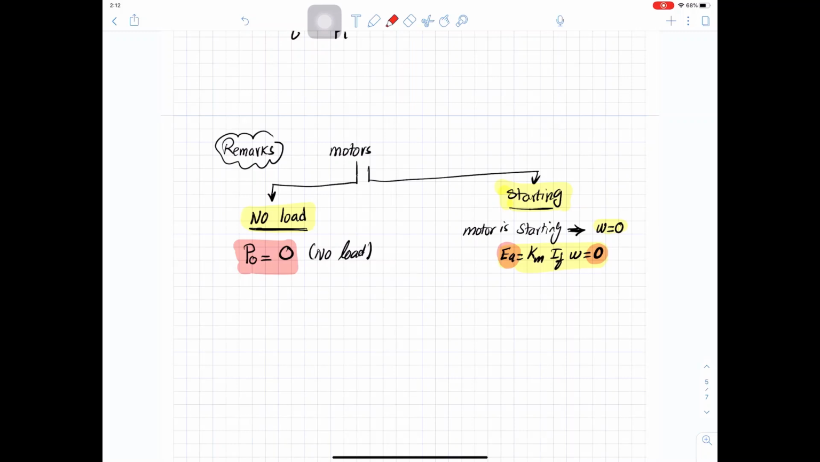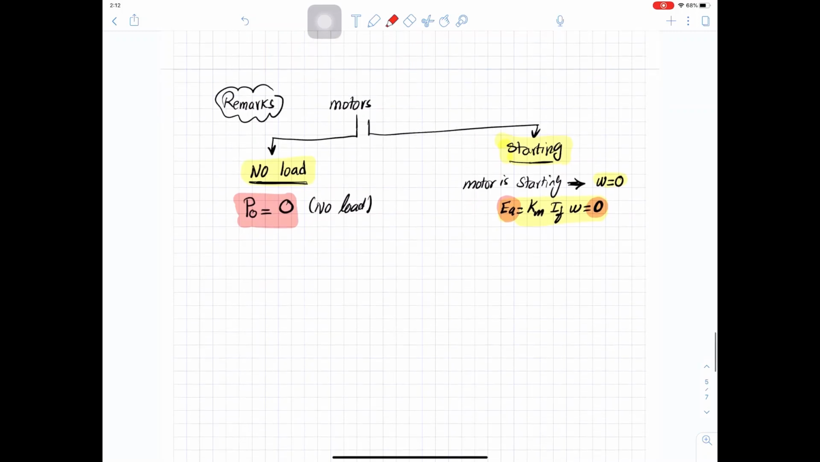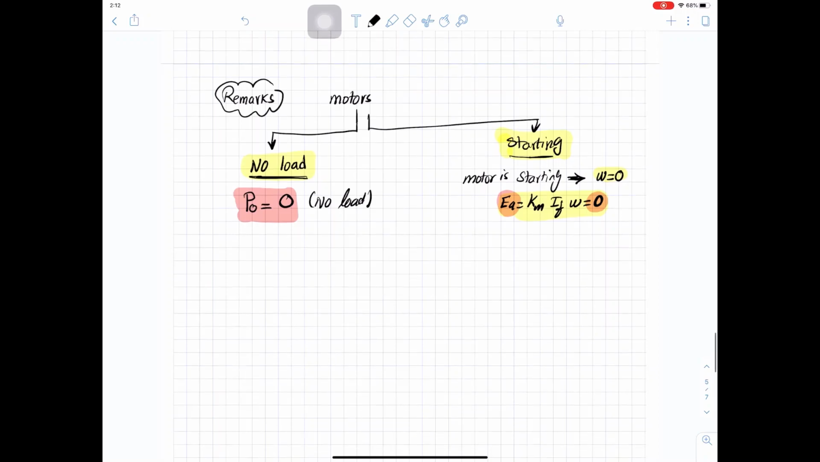So no load doesn't mean that it is not running. If your car is at the N position, your engine is running but not coupled to the wheels. So no load doesn't mean that the speed is 0. It means that the torque is 0 and the power is 0. So at no load, the power is 0.